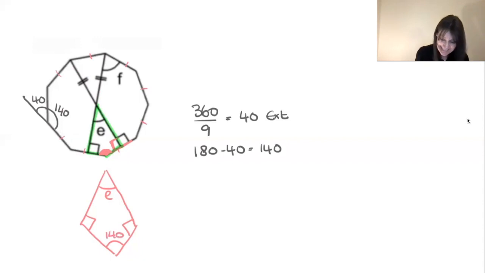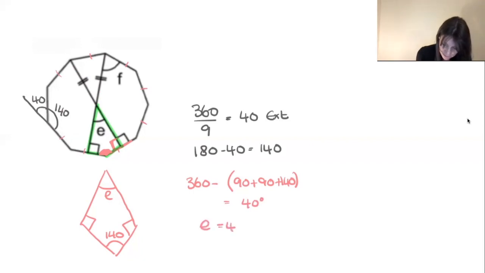So I can find E by doing 360, take away 90 plus 90 plus 140. So that total taken away from the 360 is actually going to give me 40. So I know that E is equal to 40 degrees. Okay.